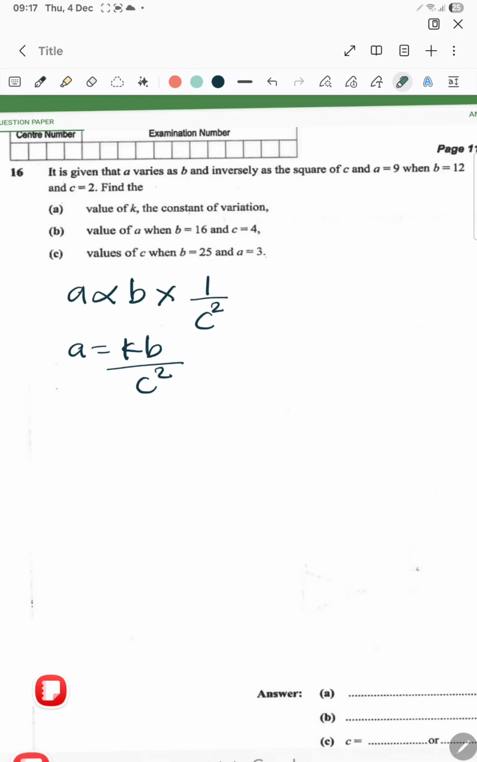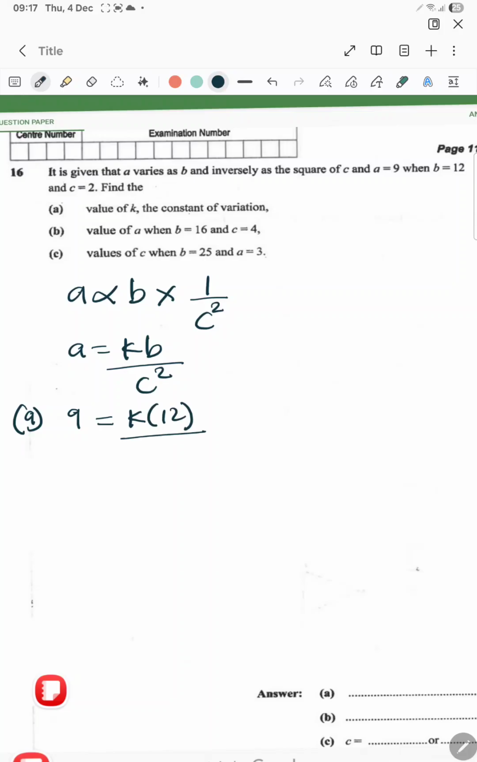All right, so let's do that and see. We are going to say, where there is A here, we put a 9. This is our question number A. So where there is A, we put 9 is equal to K is what we are getting. B, what is B? B is given as 12, so you put 12 here. And then over, what is C?